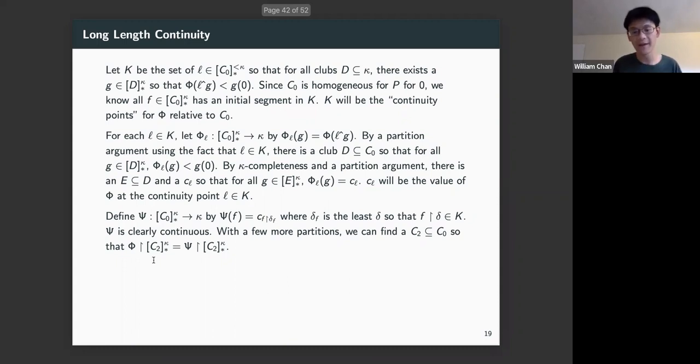By the way I've defined it, this is clearly continuous. And if you do a few more partition arguments, you can actually find a subclub C2 so that phi restricted to C2 is equal to psi restricted to C2. And since we know psi is continuous, we have shown that phi is continuous almost everywhere. Okay, so this completes the proof of continuity.